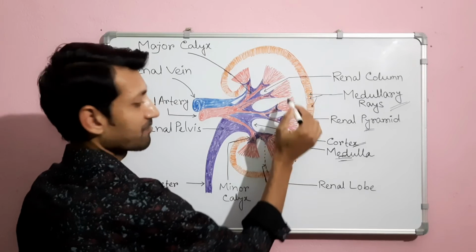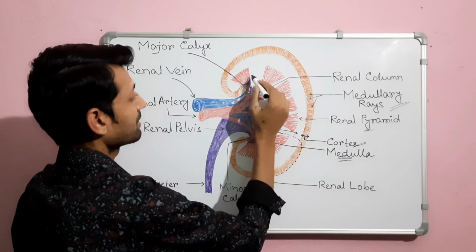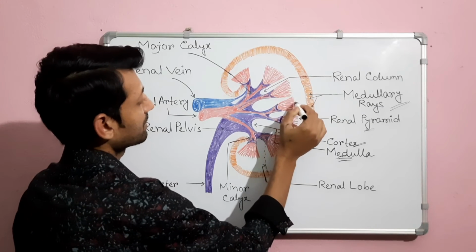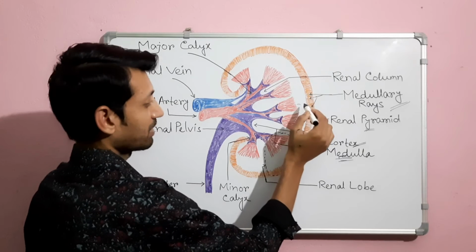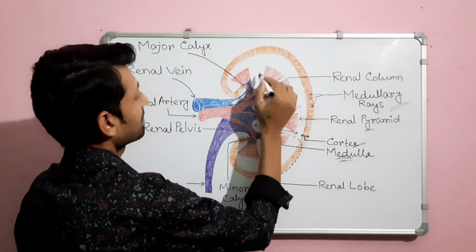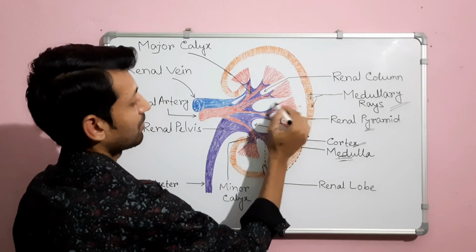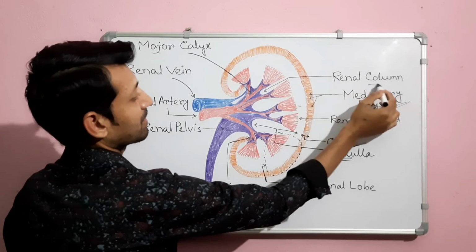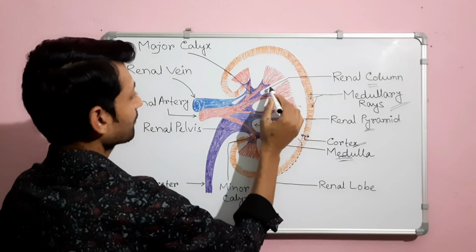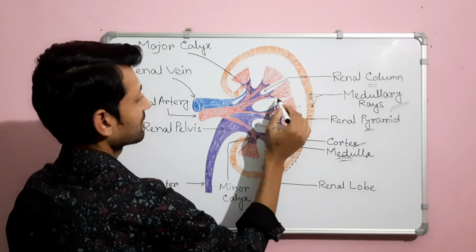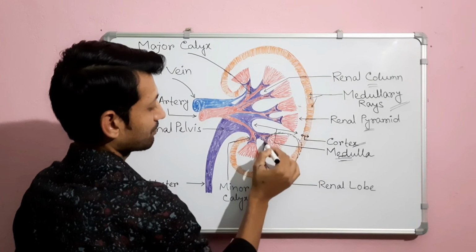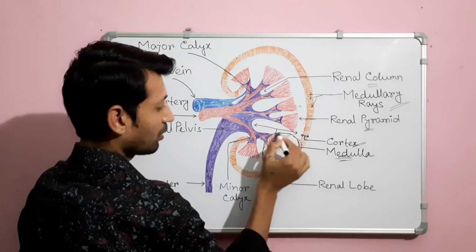In this diagram, I have drawn 7 renal pyramids. Each pyramid is divided into an outer medulla, which is adjacent to the cortex, and an inner medulla. The pyramids are separated from each other by extensions of the cortex called renal columns. These are renal columns. Each renal pyramid and the renal cortex above it forms the renal lobe. So, this portion is called the renal lobe.